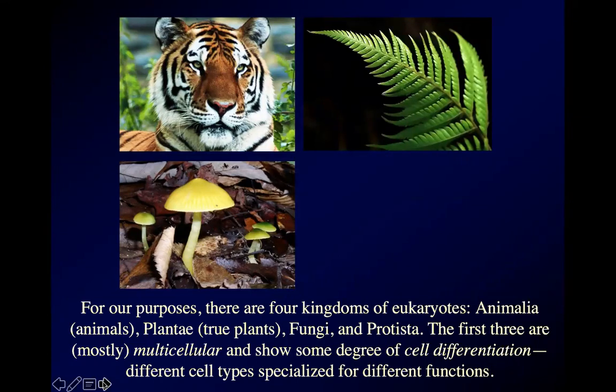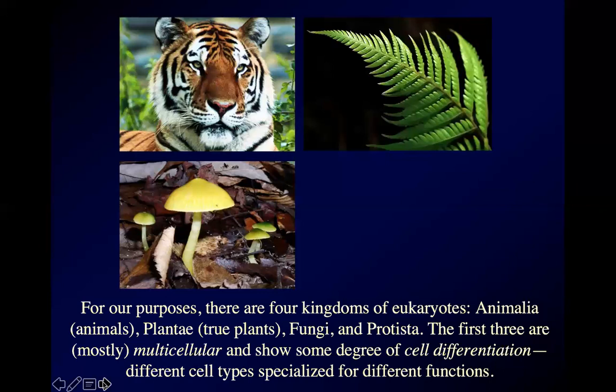And these first 3 are mostly multicellular. The body of a mature animal, plant, or often fungus is made up of many cells. It's estimated that your body is made up of roughly 37 trillion cells. The exact number, of course, differs from person to person, but the average number is approximately 37 trillion cells.